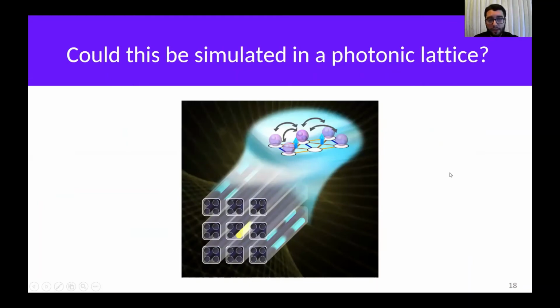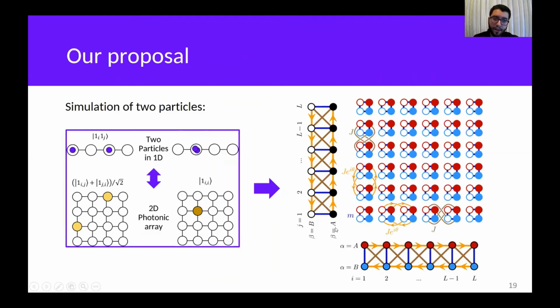And the question we ask ourselves is, could this be simulated in a photonic lattice? And well, first of all, these are two particles, right? So we would have to do the trick of the two particles we saw before. And we see that if we do the product of the two Creutz ladders, one symbolizing the position of each one of the particles, we would get this kind of weird 2D lattice, where these brown and orange hoppings would have to be implemented between all the different plaquettes.